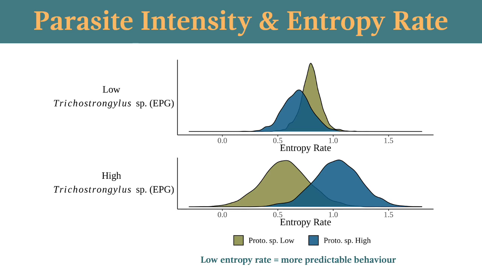I also looked at behavioral predictability. While I found no effect for each parasite considered separately, I did find a small positive interaction between them. In this case, lower entropy rate indicates that behavior is more predictable. So when TG was low, there was limited change in entropy rate. However, when TG was high, behavior became less predictable when PS egg counts were high.